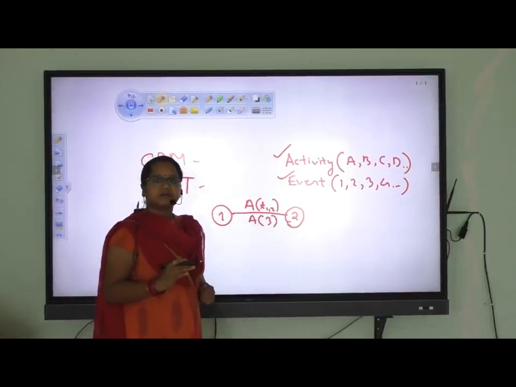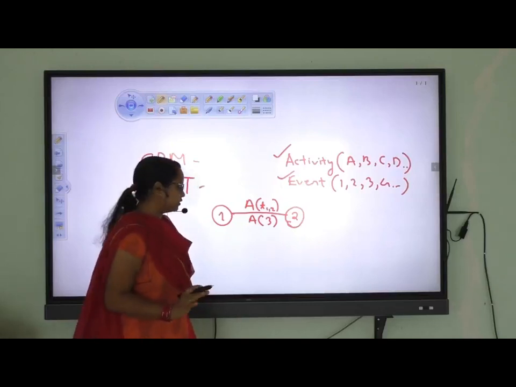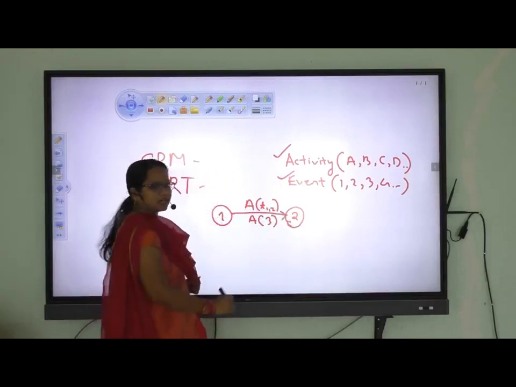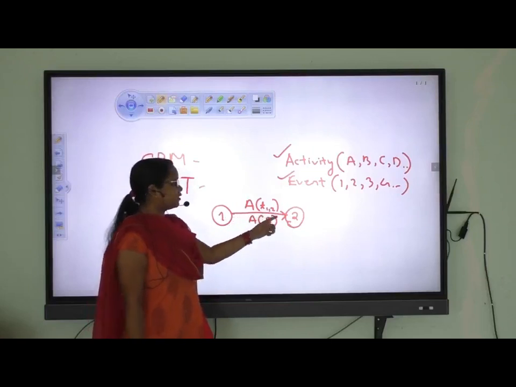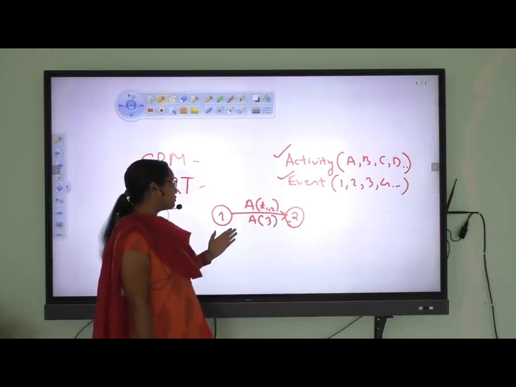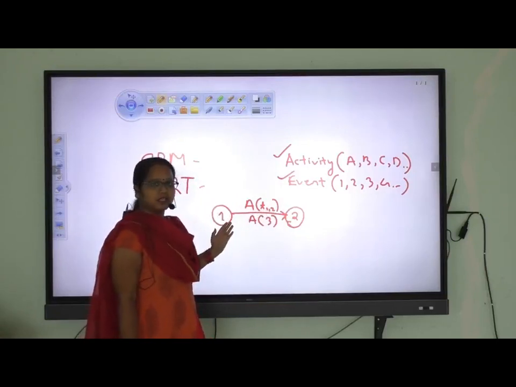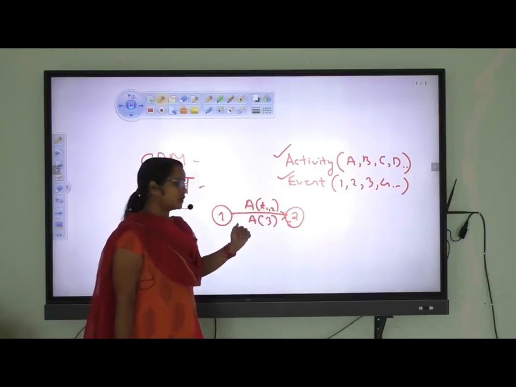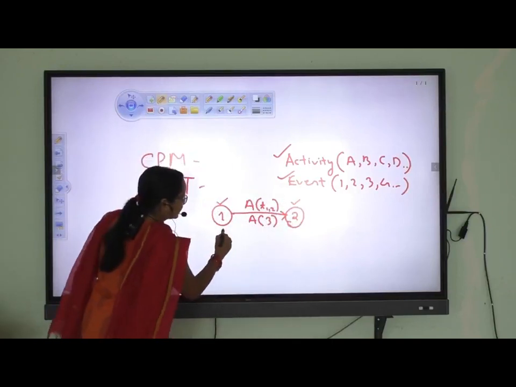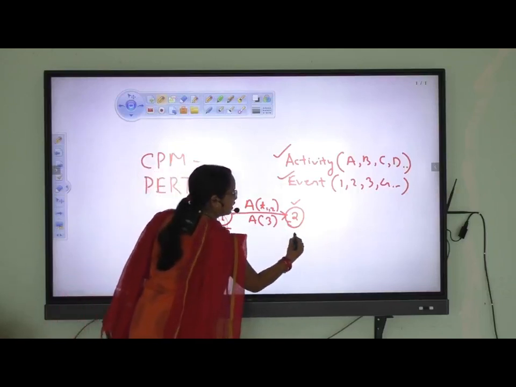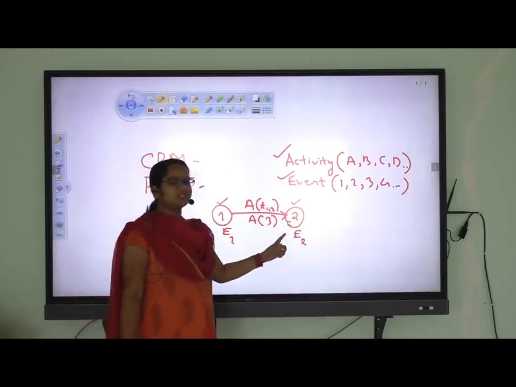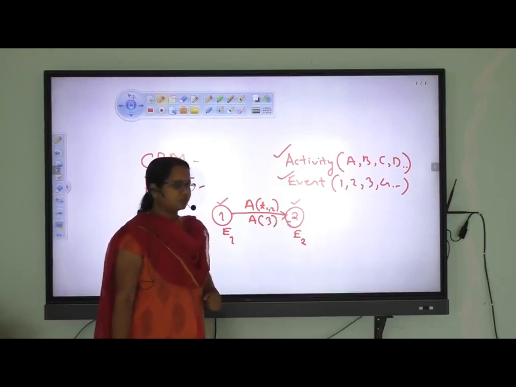It may be 3 days, it may be 3 weeks, it may be 3 months. Again here we represent an arrow mark. What does the arrow mark represent? That arrow mark represents the progress of work. Progress of work means the work moves from 1 to 2, not 2 to 1. The events we can write as E1 or E2. E1 represents event 1 and E2 represents event 2.